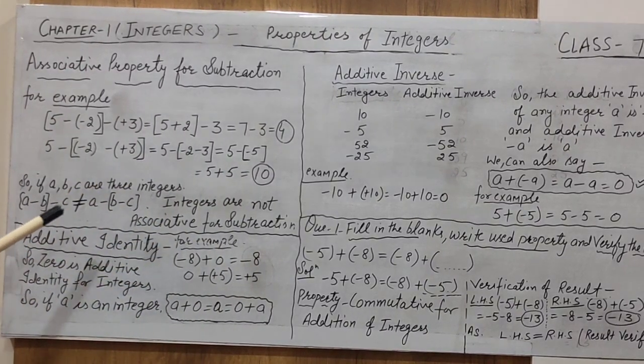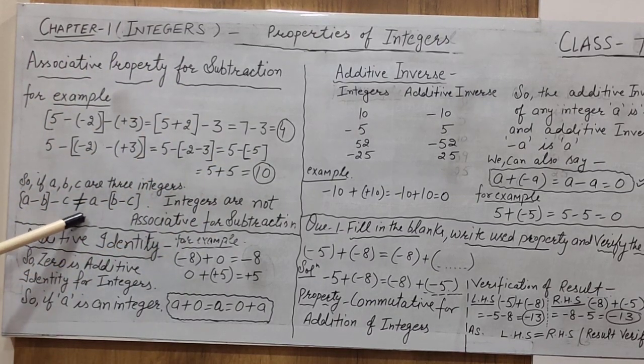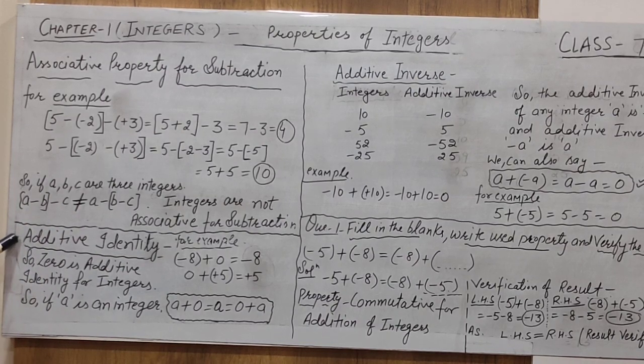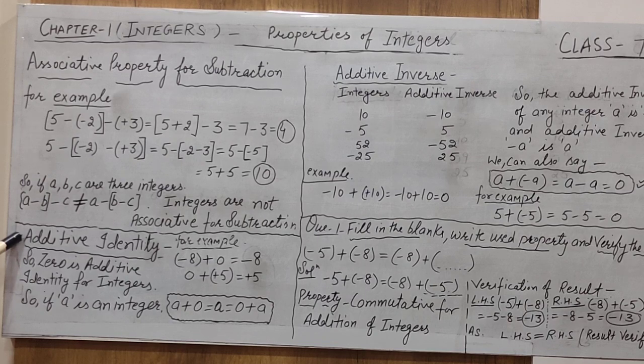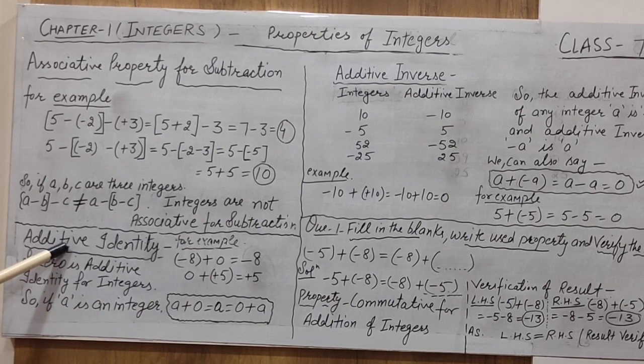Next, now we come towards the associative property. We have to prove it only for addition and subtraction here. Now next is the additive identity. This is a very important property for the integers. Let us take a few examples to understand what is the meaning of additive identity. What is the meaning of identity here and what is the meaning of additive?